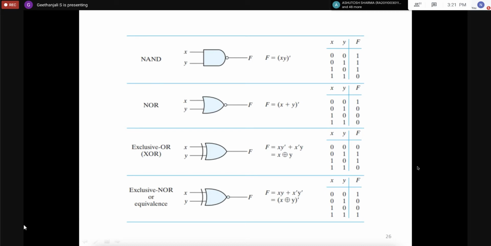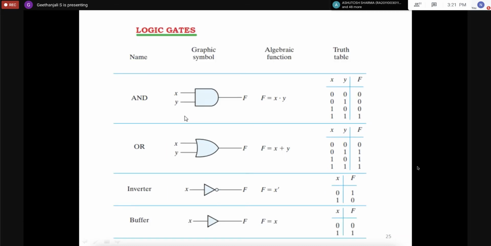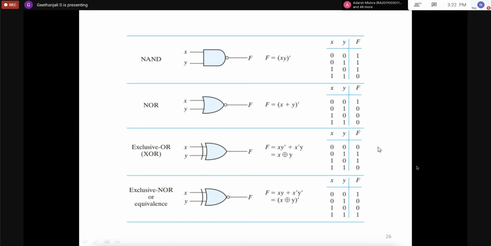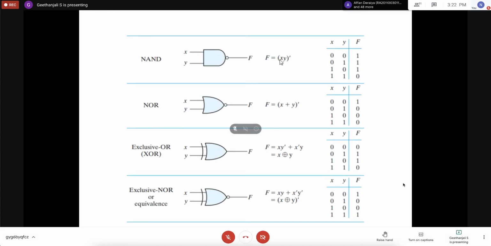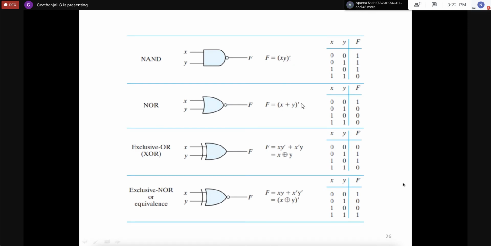NOR gate means the same: OR gate plus NOT gate. This is the output of the OR gate. You have to add one NOT gate here. So 0 means 1. 1 0 0 0. This is the NOR gate. So xy dash means what? Opposite. X plus y opposite.